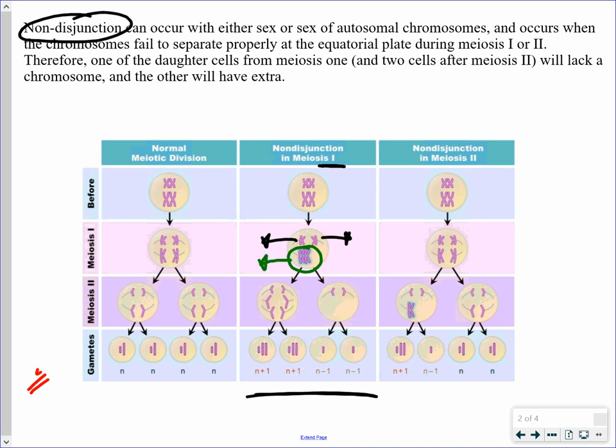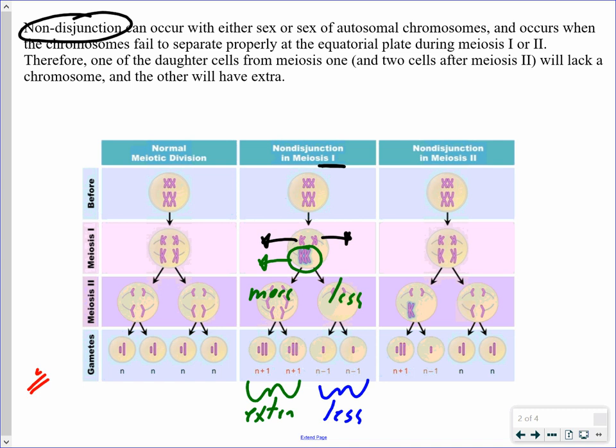So right away, what we're going to see is that going into meiosis 2 already, these ones here are going to have more chromosomes and these ones are going to have less chromosomes. So we continue on with the remainder of meiosis, and what we do end up getting at the bottom is these two cells here are going to end up having an extra chromosome, and the two at the right are going to end up having one less chromosome, less or fewer.